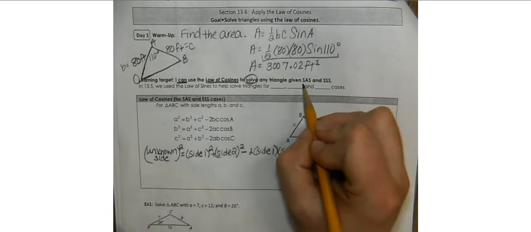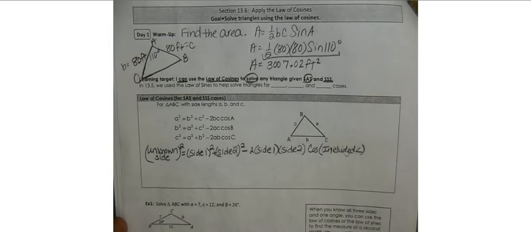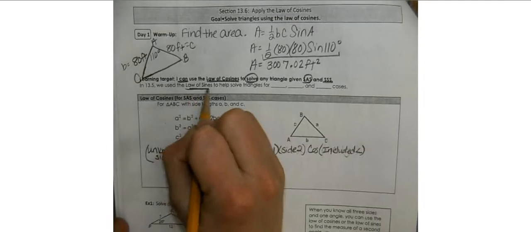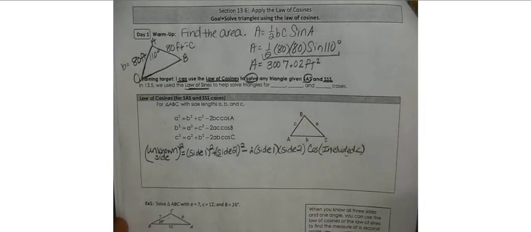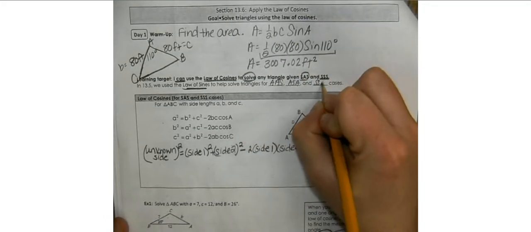So our learning target for today is for you to be able to say, I can use the law of cosines to solve any triangle given side, angle, side, and side, side, side. In 13.5, we learned how to work with the law of sines to help us solve triangles when we were given angle, angle, side, as well as side, side, angle. So now we're going to be working with side, angle, side, and side, side, side.